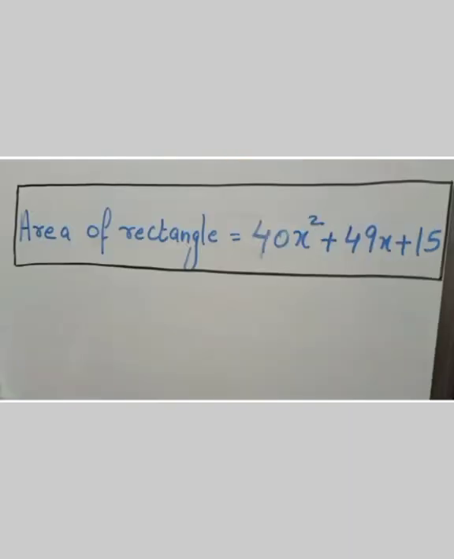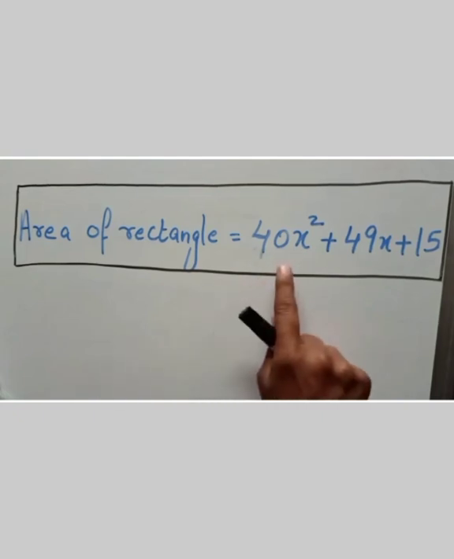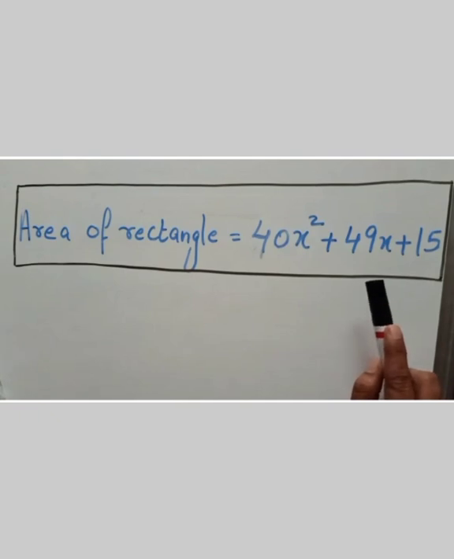Now the next one. Now write the final statement. Area of the rectangle is equal to, you are finding the area of the rectangle, so write the final statement. It is compulsory. That is the way of presenting the final answer. So it is 40x square plus 49x plus 50. And this completes that answer.